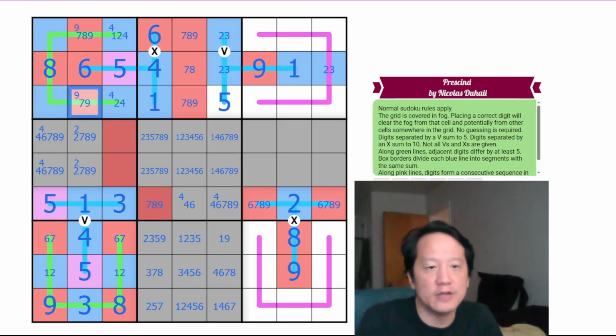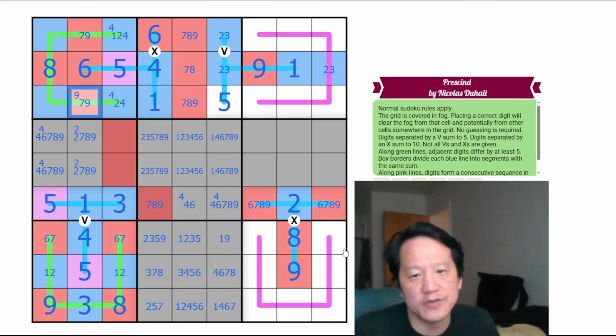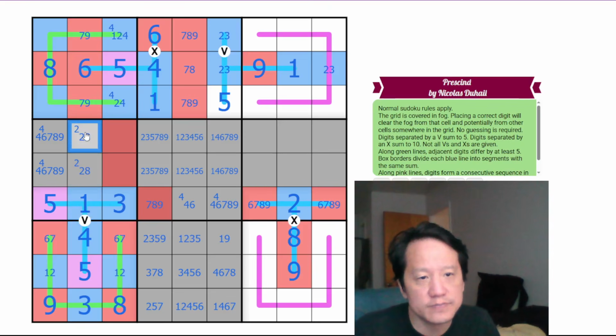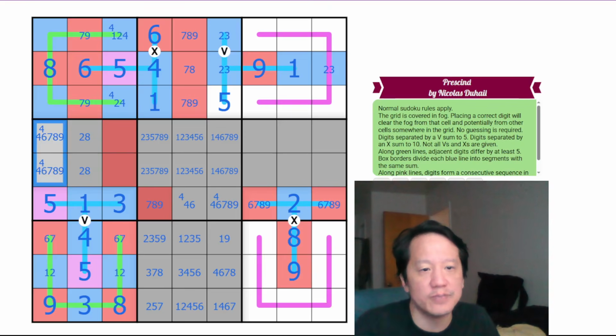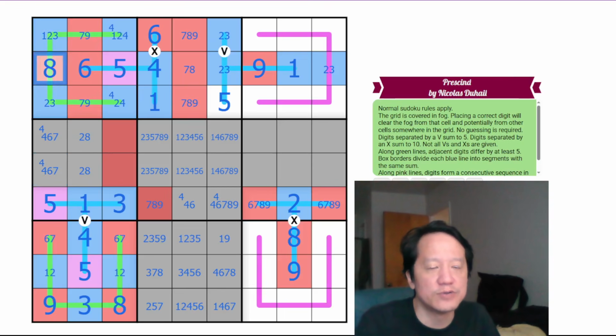Therefore, this cannot be 8 here. This becomes a 7, 9 pair, which eliminates 7 and 9 in the rest of the column. So this cannot be 7 or 9. It's 2 and 8. That eliminates 2 and 8 in the rest of the box. And this can't be 8 or 9. So this is 4 with 6 or 7. We have 2 or 3 here. 1, 2, or 3 here.